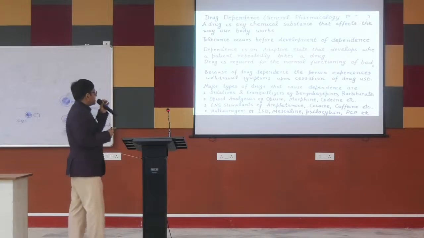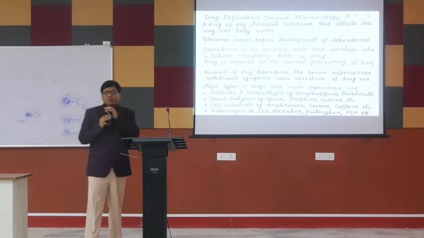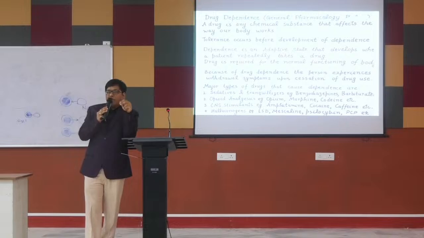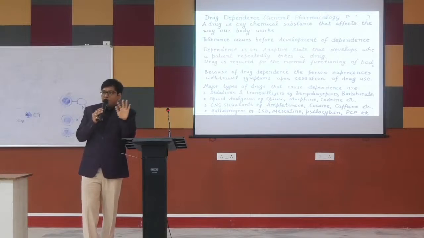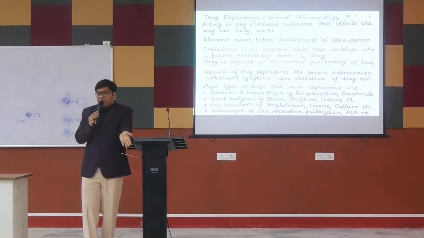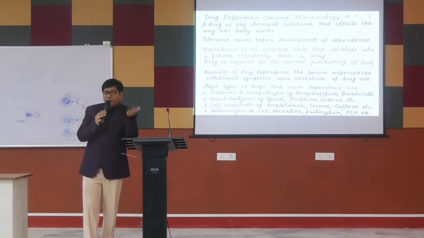This is called drug dependence. What is drug dependence? I told you if you repeatedly give the same drug to a patient, tolerance develops. That is, the effect of the drug in the patient reduces. So if you are giving 5 milligram and getting an effect, after a few months or a year, you will see that 5 milligram is giving a lesser response. You have to give more drug, maybe 10 milligram. So the patient is gradually developing tolerance.